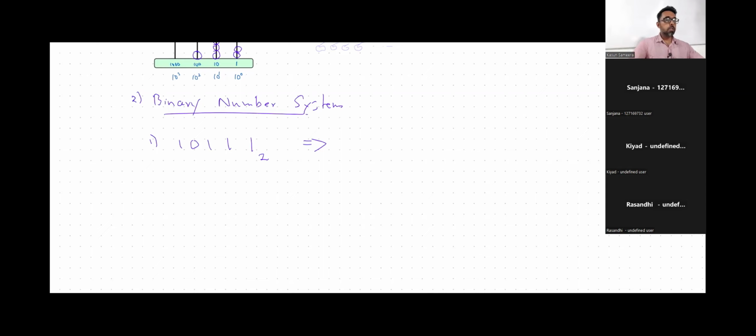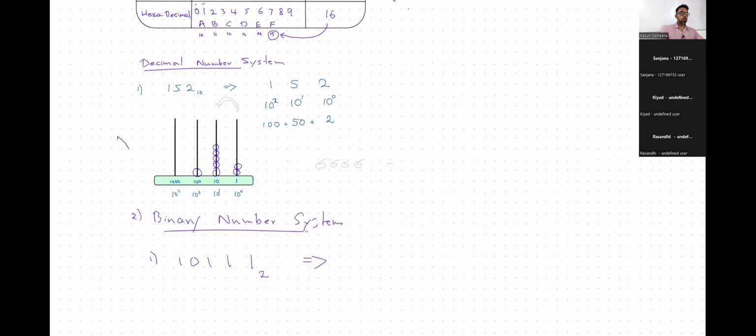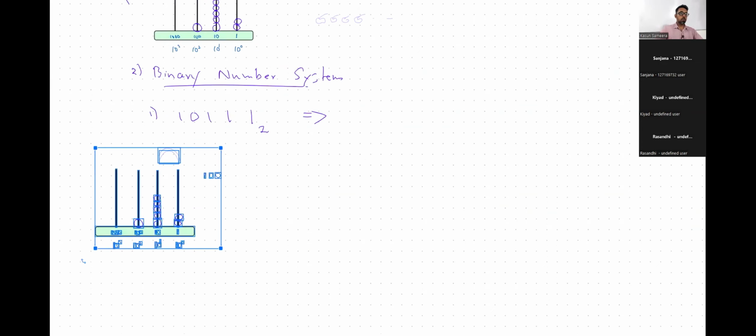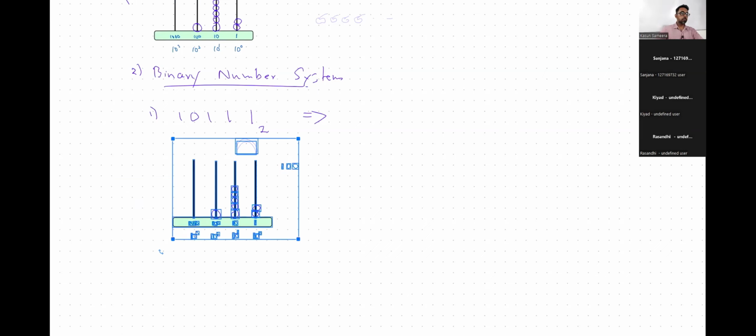Right. Then how do we represent this number in a counting frame? It's a binary number. Now everybody knows how to represent a decimal number in a counting frame, which is okay. Great. I'll try to copy and paste it here. Then what are the changes you need to make to represent a binary number?